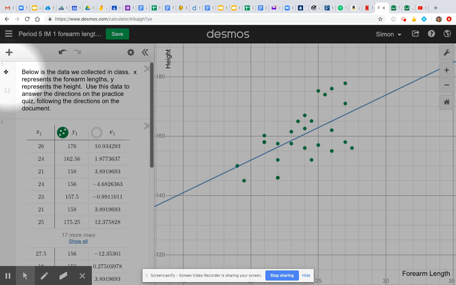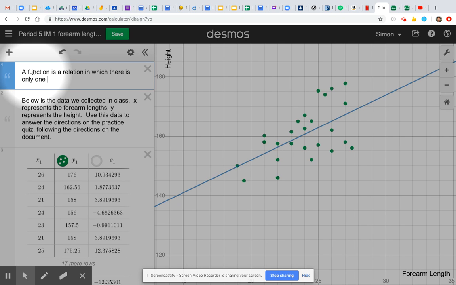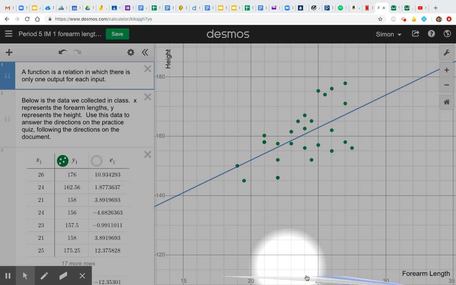And so in order to be a function, I'm going to write a note here off to the left. A function is a relation in which there is only one output for each input. So what that means depends on the context. The context of this is, in order for this to be a function, for each input, so input in this case being our x value or our forearm length, there can only be one unique output.